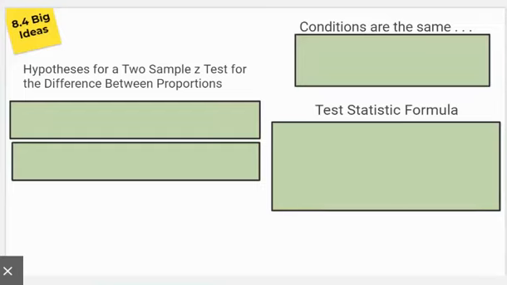Hey everyone, in this video we're going to be looking at the big ideas for section 8.4, and they're really pretty similar to what we've seen in the past. So in this section we were looking at a two-sample z-test for the difference between proportions.